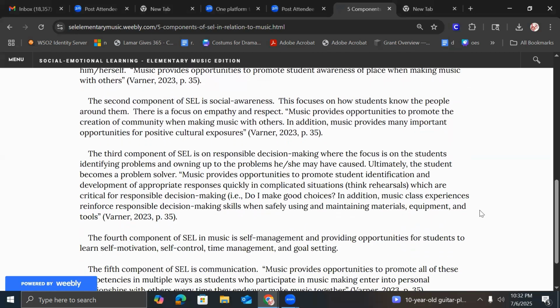The second component is social awareness. They get to know the people around them. They can focus on empathy and they can have respect. The third component is decision making, where the students identify problems and they own up to their own problems. "He did it, she did it." "No, no, ma'am, no, Miss Anderson, I did it."